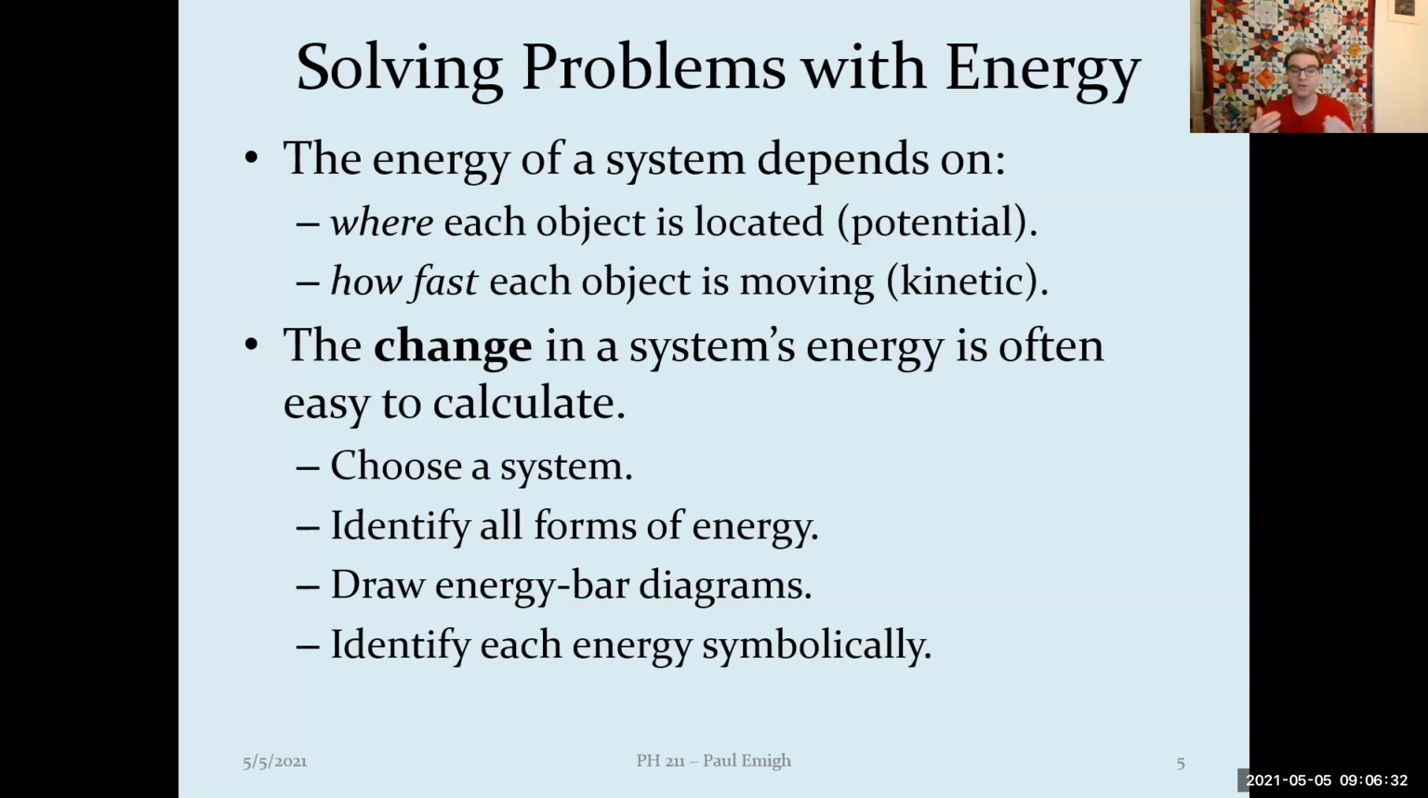Once you know that that is what you want to do, you have to make sure to choose your system and really carefully say what is in my system that can change energy, and what is out of my system that can cause a change in the total energy of that system. You want to make sure to identify all the different forms of energy that are going to change in your system. You can draw some energy bar diagrams like you saw in the simulation a few moments ago. And you want to make sure that you can identify all the energy symbolically so that we can start manipulating them and solving for things. So those are the different things that we want to do.